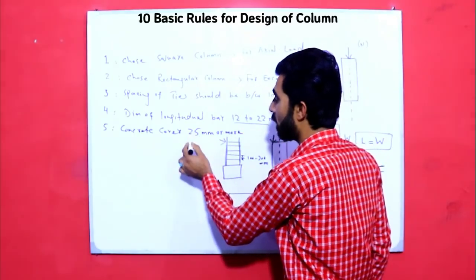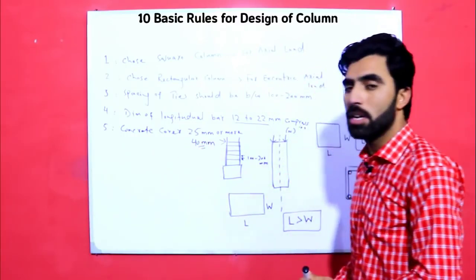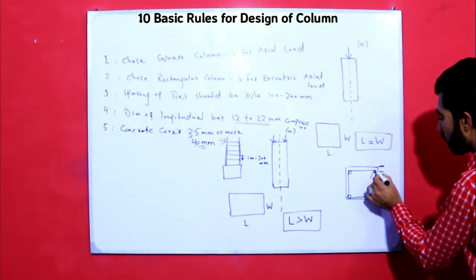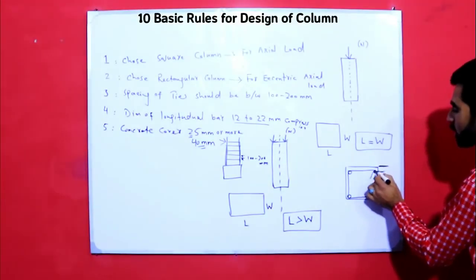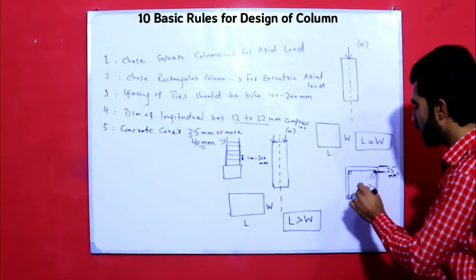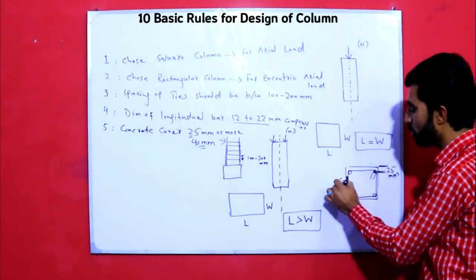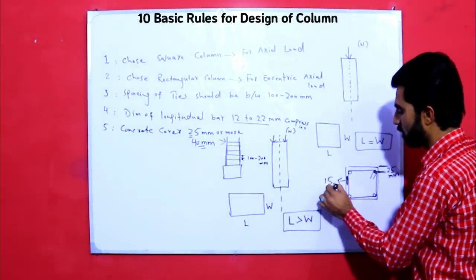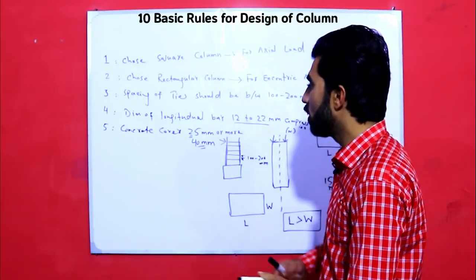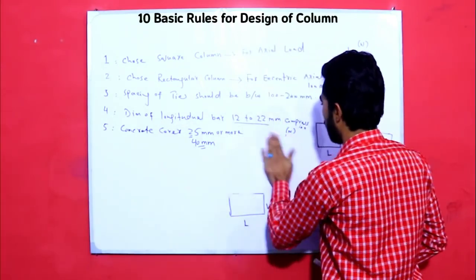More means 25 to 40 mm you can keep. This is the standard, but especially 25 is okay. Concrete cover from the center of the steel to exterior point, that should be 25 mm. But here this one, not from the center, it should be not less than 15 mm. This is the other point, okay. Basic rule of design of column. Guys, here the sixth rule is, so let me erase these.